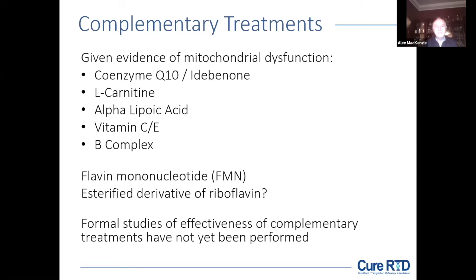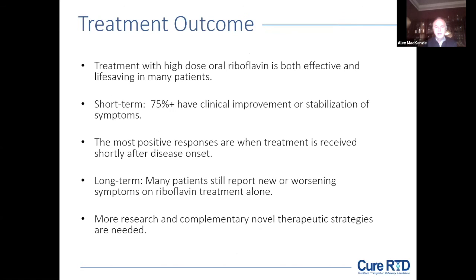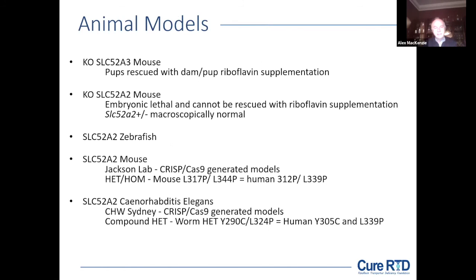There are complementary treatments that have come along: coenzyme Q, carnitine, B complex. Fussing with the flavin mononucleotide itself by esterifying a riboflavin so it's got better blood-brain penetrance, although there's problems with that. None of these have really knocked it out of the park that we're aware of, and none have been subject to real sort of scrutiny by prospective clinical trials. As I say, a short-term, 75% of clinical improvement. The earlier you get it, the better it is. Long-term, many report new or worsening symptoms. More research is needed for novel therapeutic strategies.